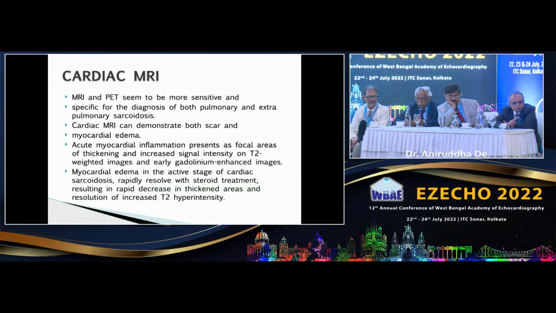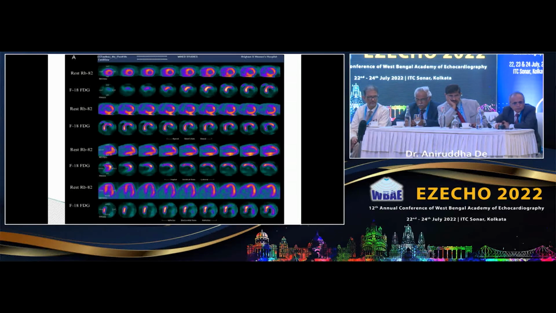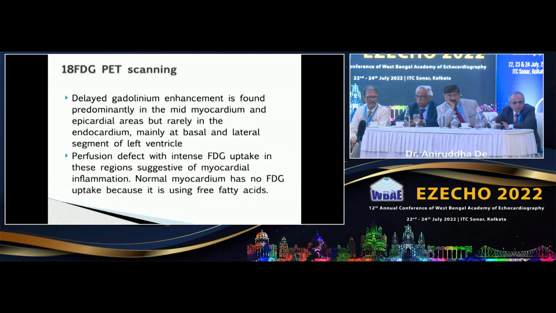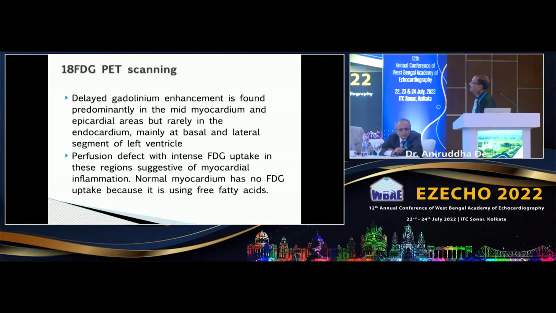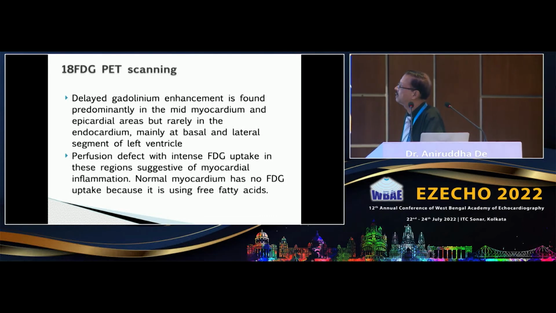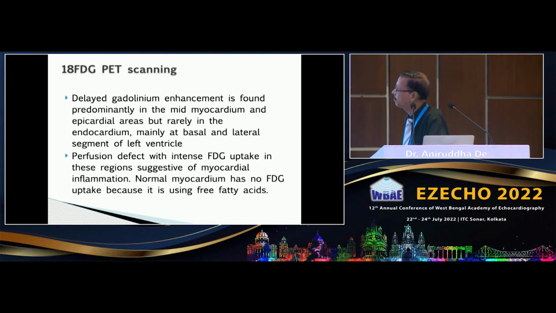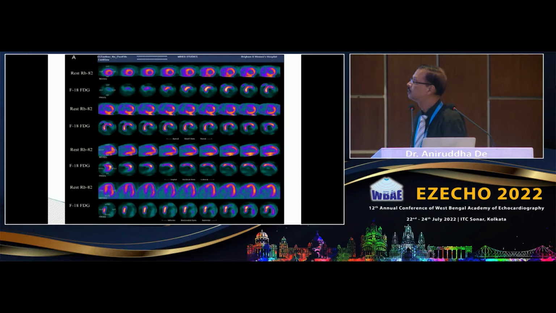We did the PET CT and also the cardiac MRI, and if you can describe this PET CT. I don't know about the PET CT, but this is there. What they have suggested is that delayed gadolinium enhancement is found predominantly in the mid-myocardium and the epicardial areas, but rarely in the endocardium, mainly at the basal and lateral segment of the left ventricle. Perfusion defect with intense FDG uptake in that region is suggestive of myocardial inflammation. Normal myocardium has no FDG uptake because it uses free fatty acid. I think there is a problem with this FDG.